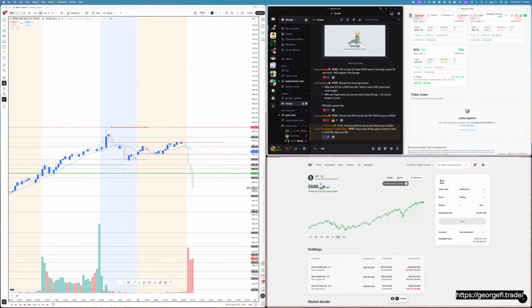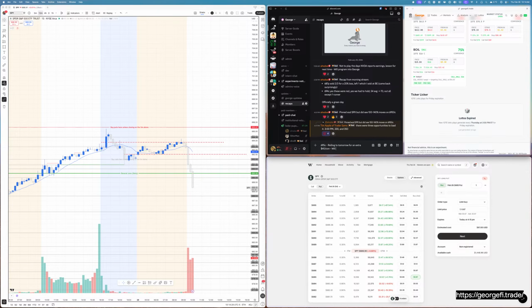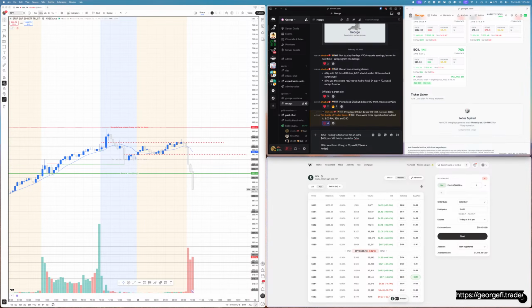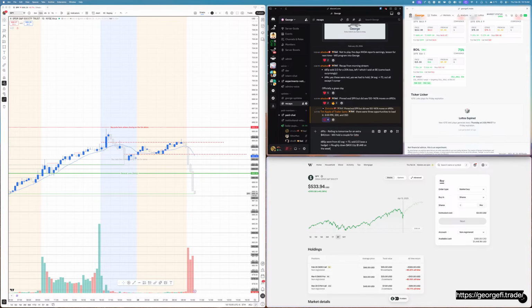Just put that in there. 696 calls. Do we got 695 calls? Rolling to tomorrow for an extra 40 per con. We'll hold a couple for 0 DTE. 685p went from 60 average to 70. Sold 2, out of 2 was a hedge. Roughly down, what was it? 115 times 2, roughly down $400. Up 1448 on the week.